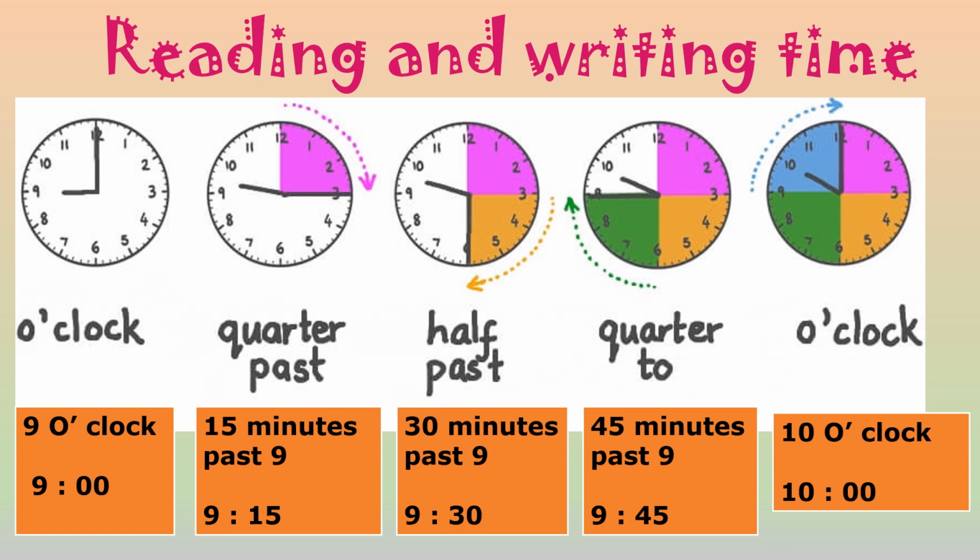Now move to the third clock. See, here the hour hand is between 9 and 10 and the minute hand is at 6. So we can read it as 30 minutes past 9, or it can also be read as half past 9. In figures, it is written as 9:30.